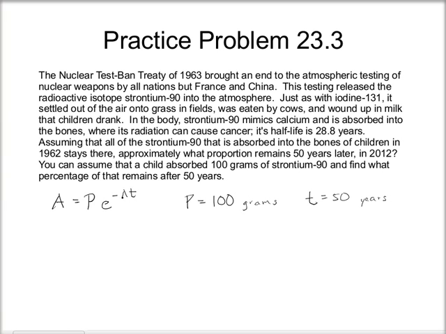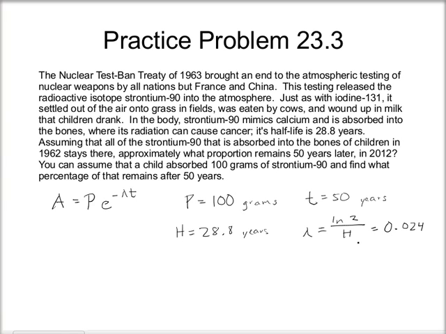Now we need to figure out what lambda is. We know that the half-life H is equal to 28.8 years. We can figure out lambda. Lambda is equal to the natural log of 2 divided by H. So that's going to be, if I put that in my calculator, 0.024, rounded to 3 decimal places.